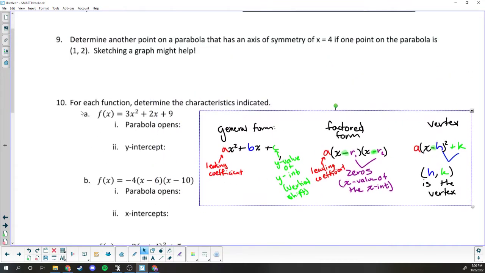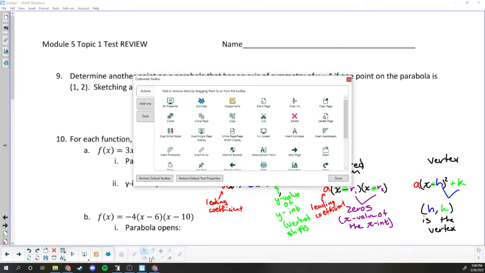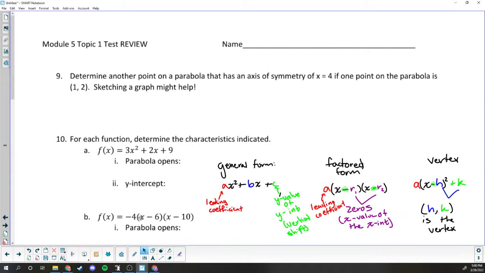Okay, but we don't need that yet because we're doing 9. All right, we're on the last page, by the way. Flying through it. It's only been, I don't even know how long, but here we go. So, number 9, we are trying to find another point on the parabola that has an axis of symmetry at x equals 4, and one point on the parabola is 1, 2.